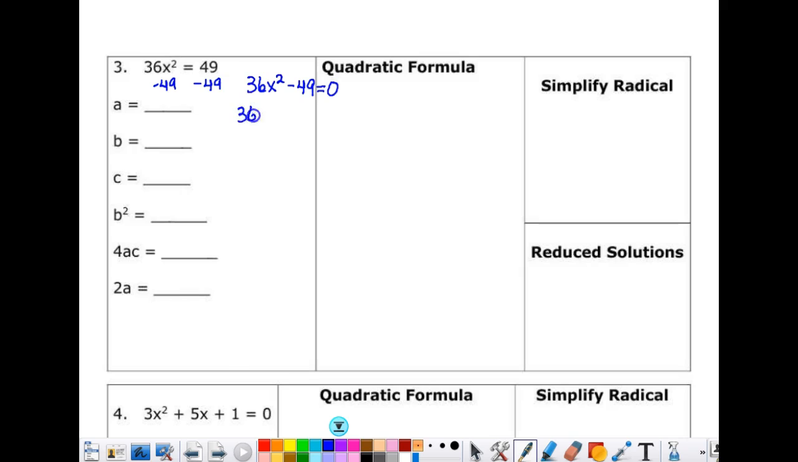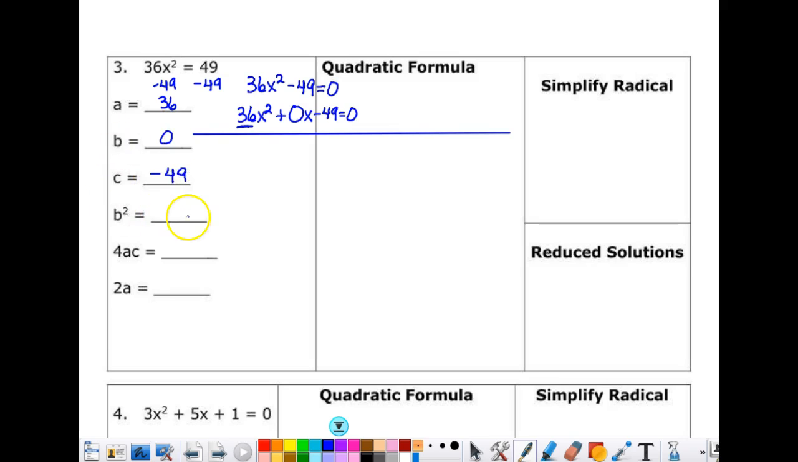So technically, you have 0 x's. You don't have to write that if you don't want to, but I wanted to point it out to you so you kind of know what's going on. Okay, so our a is 36. There's your a. Our b is 0. And our c is negative 49.